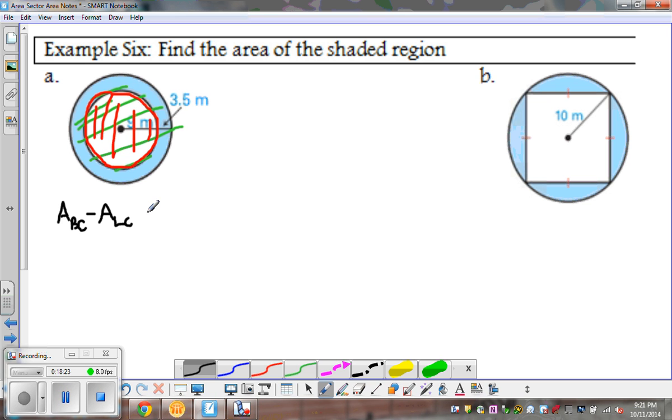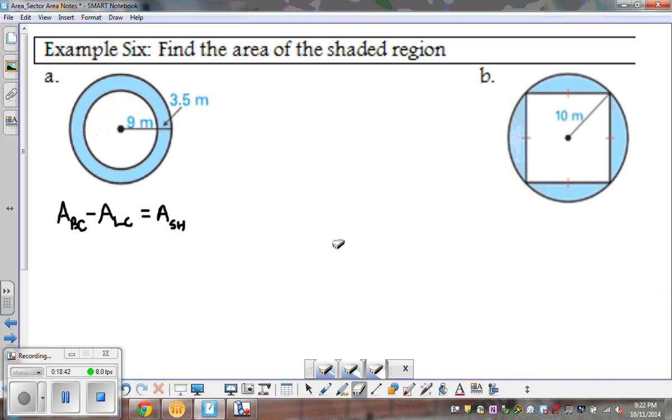All right, and that's going to equal the area of my shaded region. So we'll say the area of the shaded. All right, so first I want to find the area of my big circle. Then I want to find the area of my little circle. All right, so the area of my big circle, let me go back and erase some of this so we can see it.